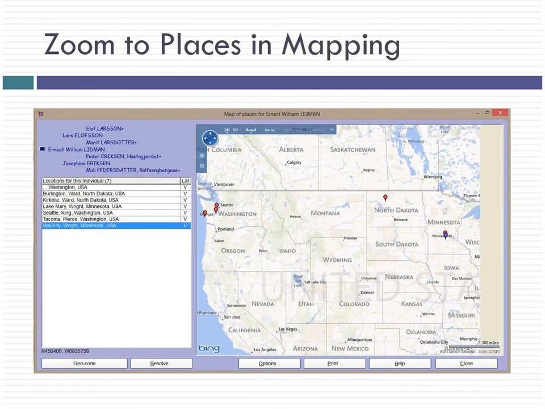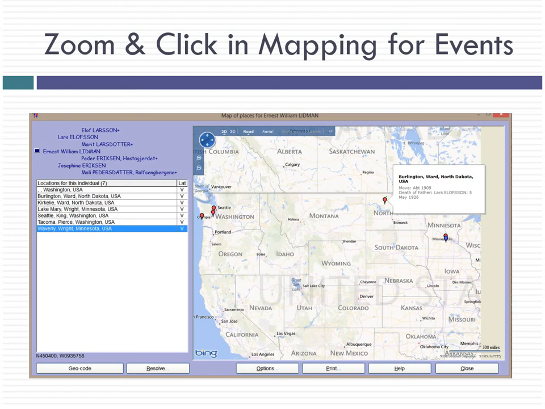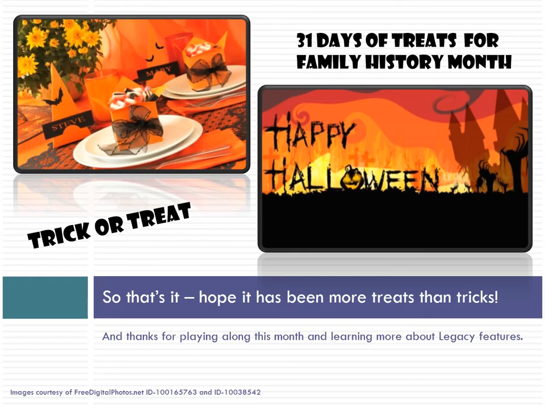I can zoom to places when I'm using mapping. For instance, with Ernest Lidman, I can choose to take a look at all of the information that I've entered in the events section so that I can trace his migration and the list of places that he either resided or an event occurred at. And as you can see, we can trace Ernest Lidman from Minnesota to North Dakota to Washington. And by zooming in on a particular location icon, I can find out the information about that particular place where I've zoomed and clicked.